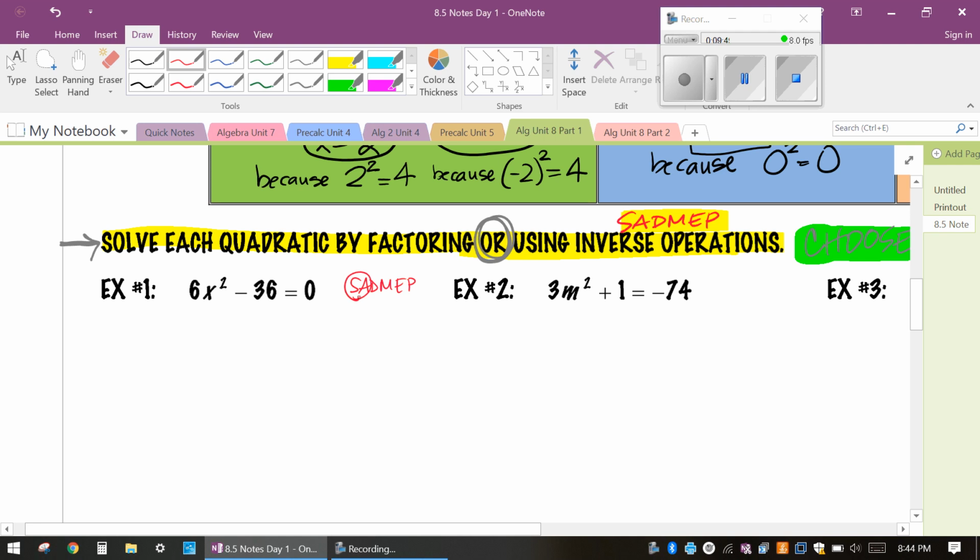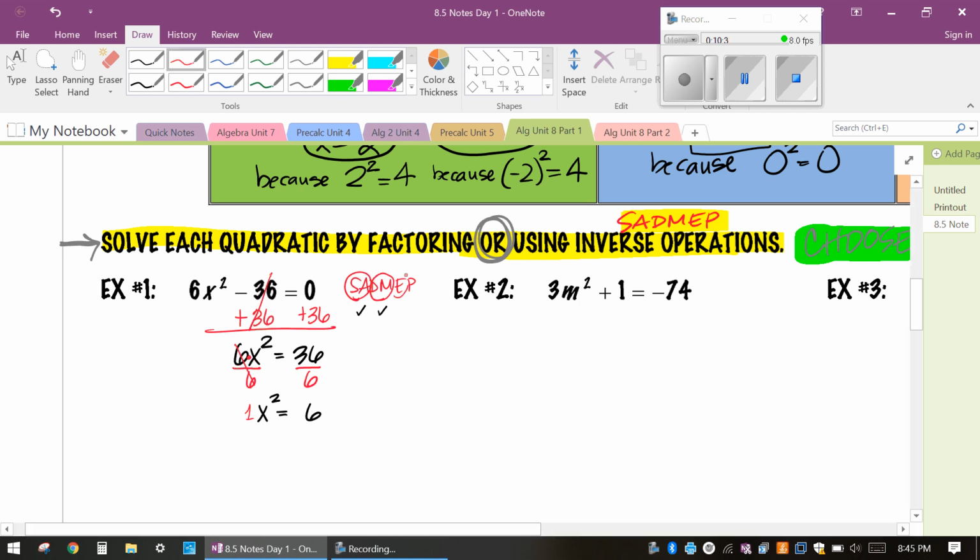So first I'm going to cancel any addition or subtraction. So I'm going to go ahead and cancel the 36. Since it's subtraction, I'm going to use addition. 0 plus 36 is 36. Then I'm going to cancel any multiplication or division. The 6 is being multiplied with the x squared, so I'm going to go ahead and cancel that multiplication with division. 6 divided by 6 is 1. You get x squared equals 36 divided by 6 is 6. So slowly, little by little, I'm canceling using SADMEP.